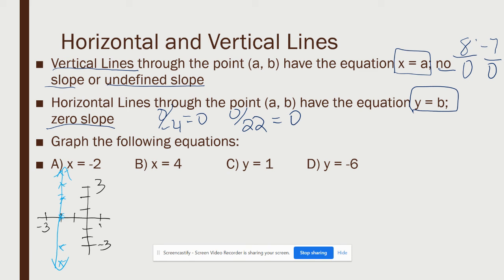X is equal to 4. Again, there's no y in there, so we really don't care about y. Where is x 4? Well, x is 4 here, here, here, here, here, here. And so there's our vertical line for x is equal to 4.